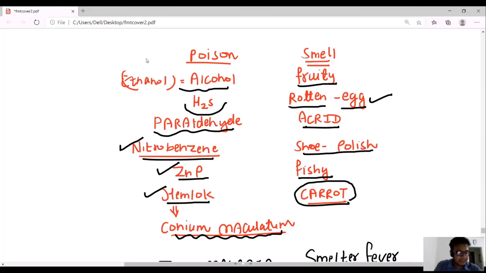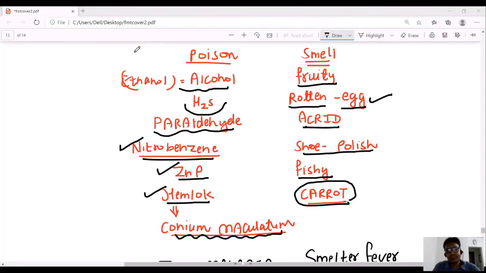Rotten egg smell is present in H2S. Fishy smell in zinc phosphide. Acrid smell in para-aldehyde. Okay. I think this rotten egg was a question in this exam.